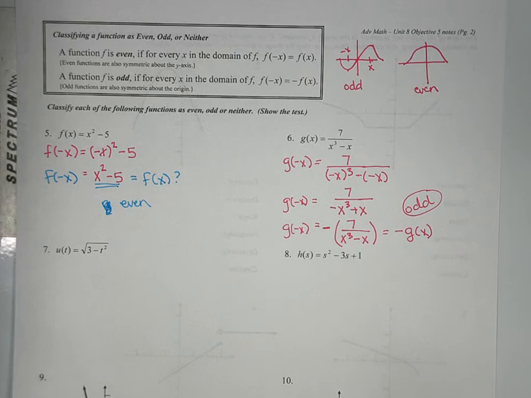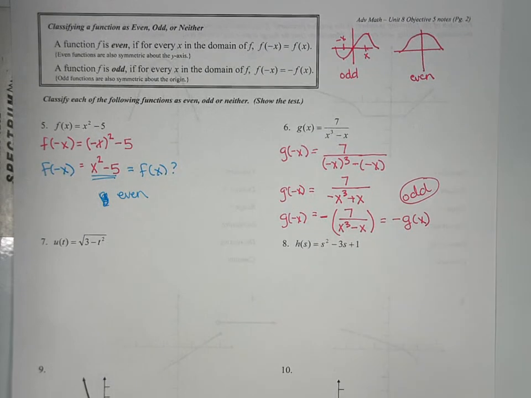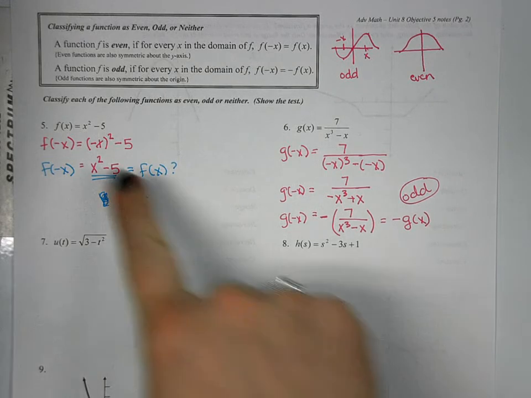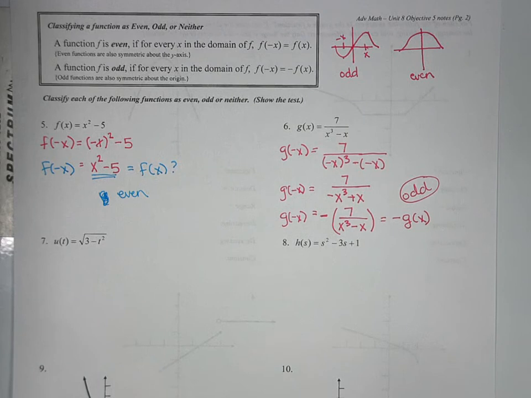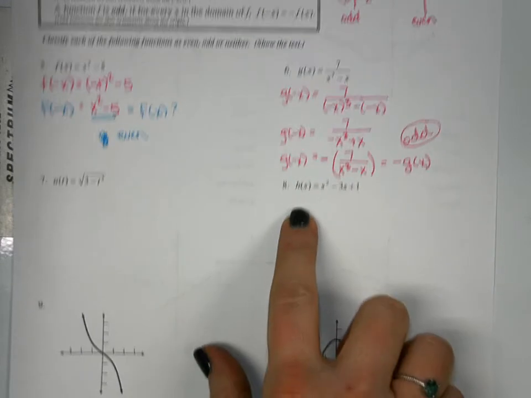So when we do these algebraically, we're going to plug in negative x and evaluate. And you want to look at, after you evaluate and try to simplify, if it matches your original given equation, it's even. If you pull out a negative and then it matches, that's odd. Now, if you do that and neither of them work, that would be a neither. So let's look at number 8.